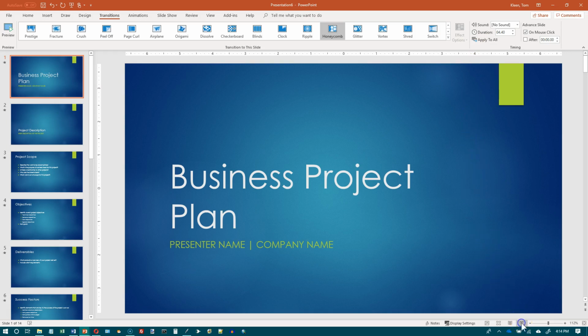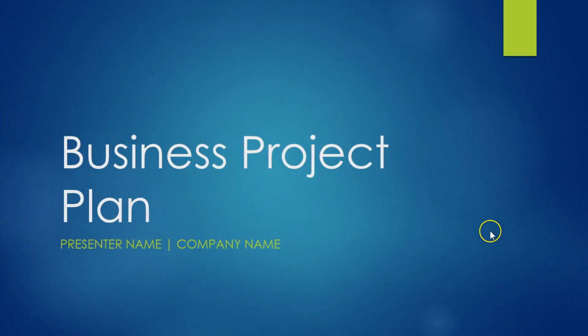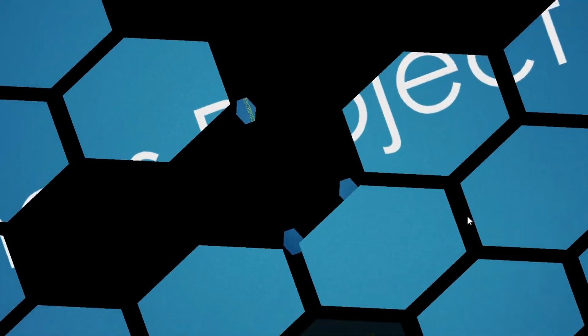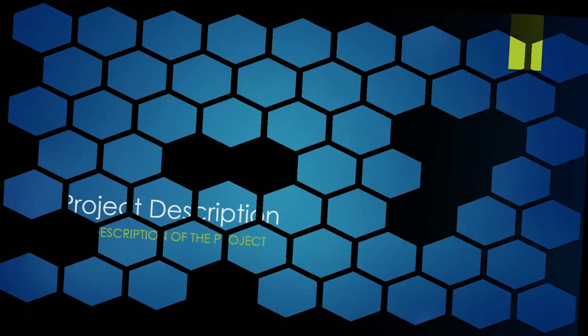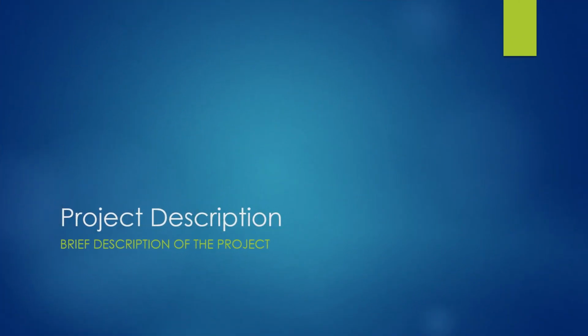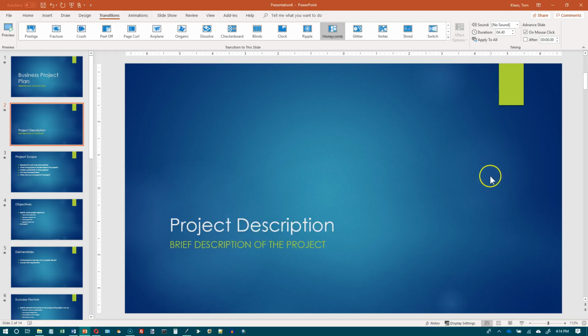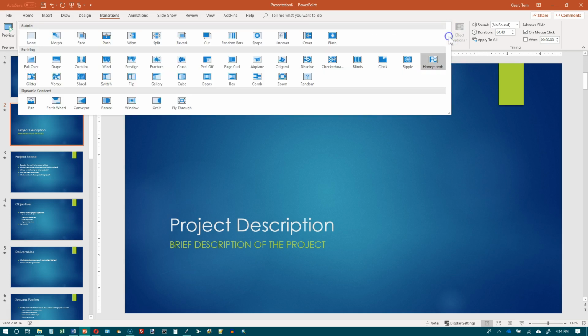So I'm going to click on the slideshow button down here at the bottom, and my title slide comes in, and then I'm going to click on the mouse button a second time, and the title slide goes away and the next one comes in. Okay, I'm going to hit Escape now to end the slideshow, and we're going to take a look at a different one here. Let's see what we've got for options here. Let's try Push here.